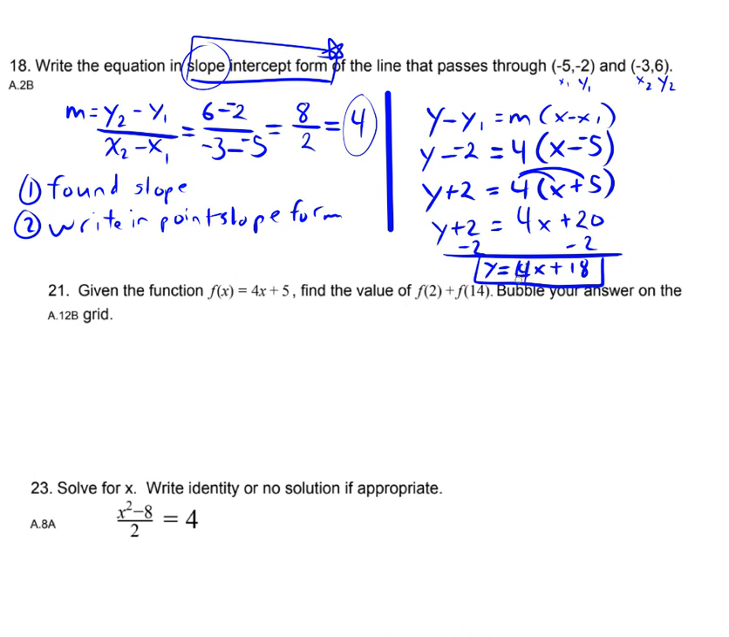That's a 4 in case you were wondering, okay? I don't like the way that turned out. Let me do that again. Y is equal to 4x plus 18, okay? So hopefully that went well for you.